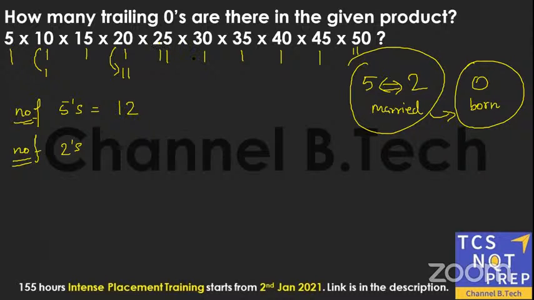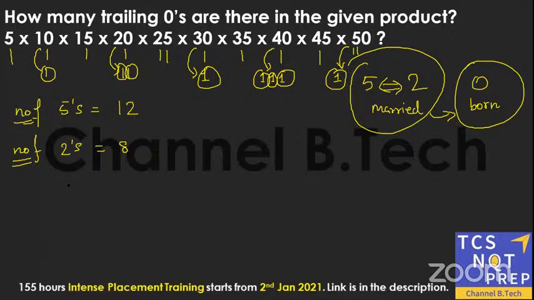In 25, you don't have a 2. In 30, you have 1 2, right? In 35, you don't have a 2. In 40, 40 is nothing but 2 into 2 into 2 into 5, that is 8 into 5, right? So in this, you have 3 2s. In 45, you don't have anything. In 50, you have 1 2, right? So how many 2s are there? 1, 2, 3, 4, 5, 6, 7, 8. There are only 8 2s in this product.